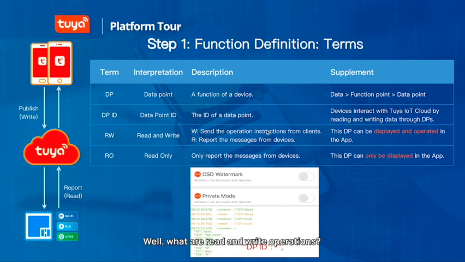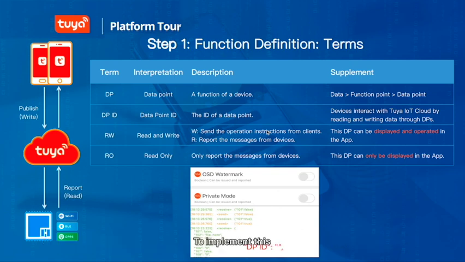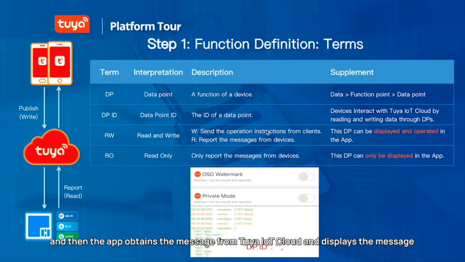Well, what are read and write operations? Smart devices report status to apps. For example, when a device is enabled, a message of device enabled needs to be synchronously reported to the connected app. To implement this, the device reports the device-enabled message to Tuya IoT Cloud, and then the app obtains the message from Tuya IoT Cloud and displays the message.